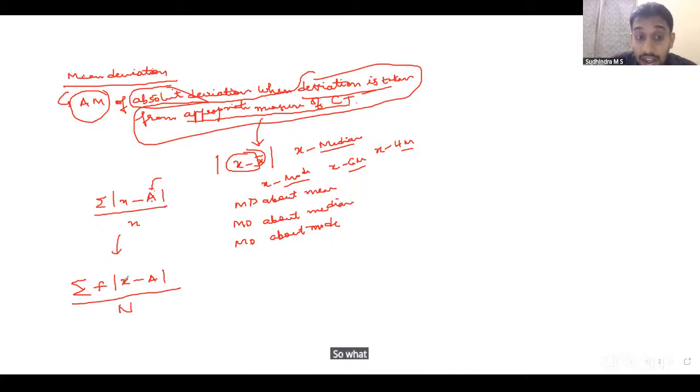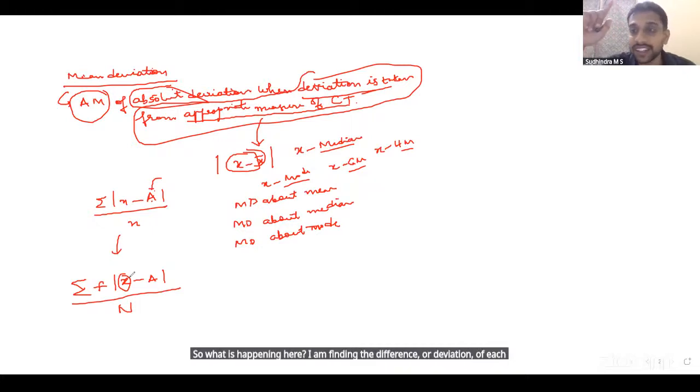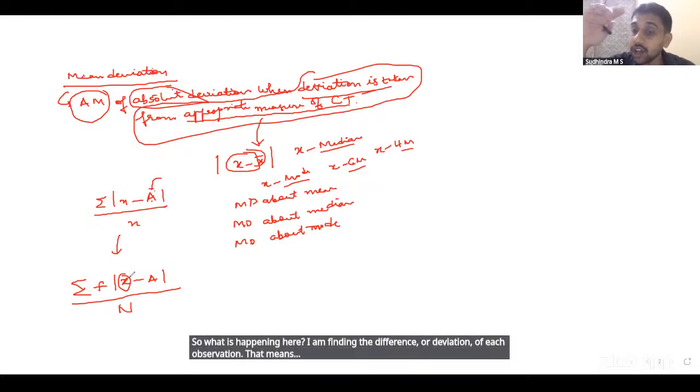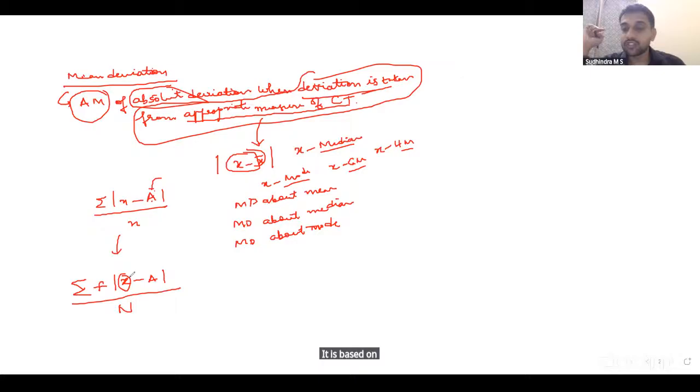So what is happening here? I am finding the difference or deviation of each observation. That means it is based on all the observations. So we have overcome that drawback that we had in range. Are we clear till here? Basic idea of this? Yes, sir.